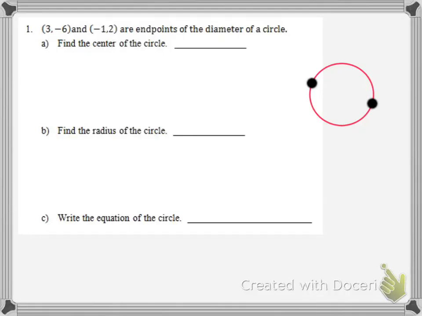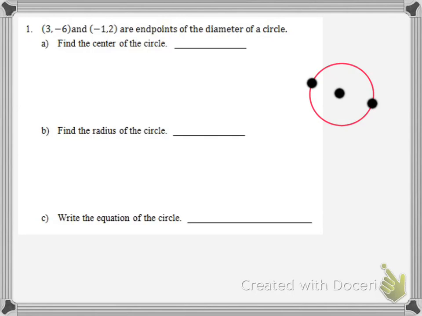Okay, so we are given two points that are the endpoints of the diameter of a circle. So I've drawn a circle and I've marked 2 points. The first thing we want to do is find the center of the circle. So we're looking for, well, that's not the center. Well, that's not either, but I'm getting approximately there. We are looking for the center of the circle. So let's see if we can find the center of the circle, and just ignore my picture.